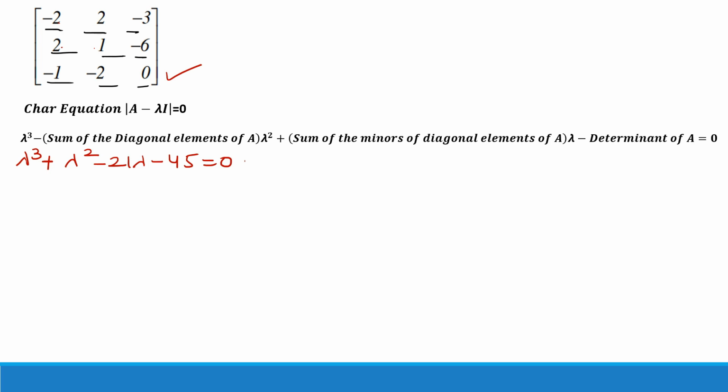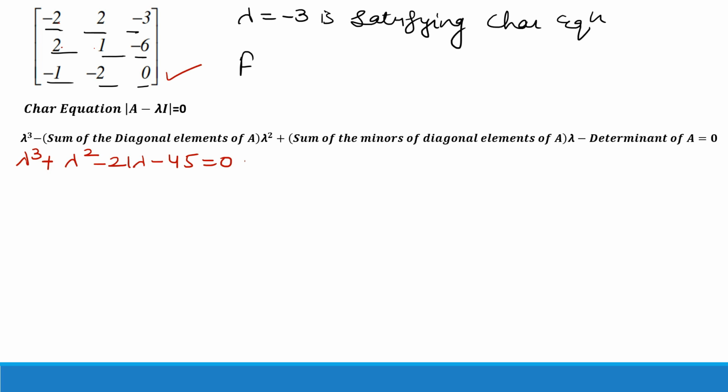So what is the first eigenvalue? Lambda equal to minus 3 is satisfying the characteristic equation, right? So the first eigenvalue is minus 3. Fine. Now how to find the remaining two values?